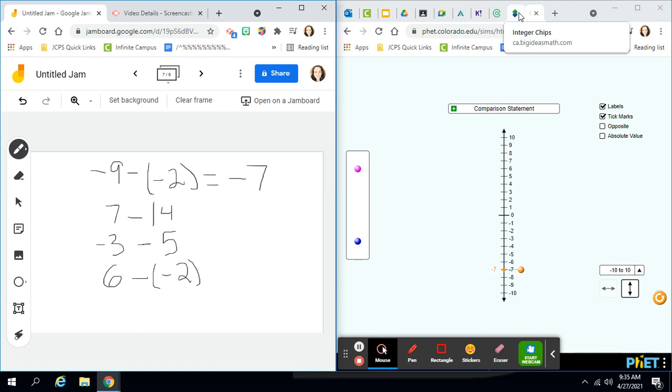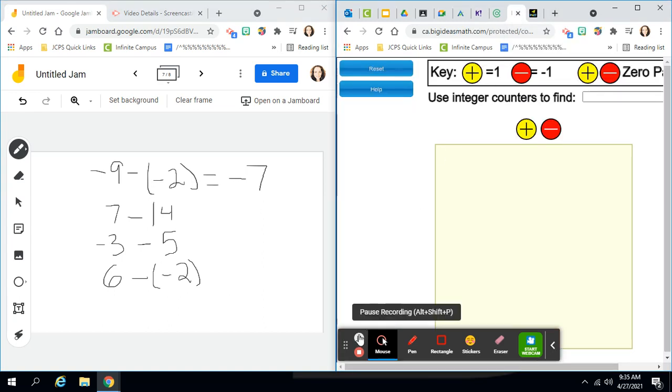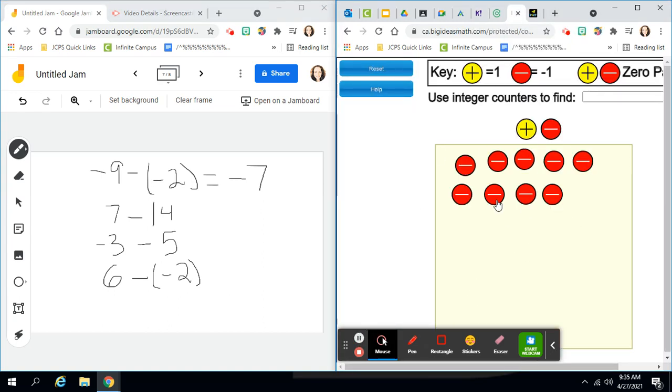Now let's take a look at the integer chips. Okay, so I have added -9 or 9 negatives to my integer mat, right? I just pulled them down from the top here. So if I'm starting with 9 negatives, this is now telling me take away 2 negatives. So I'm actually not going to add more onto this. I'm going to take away 2 negatives. I'm going to put them back. And so after I do that, I'm left with 7 negatives, which is exactly what we had found on the number line.